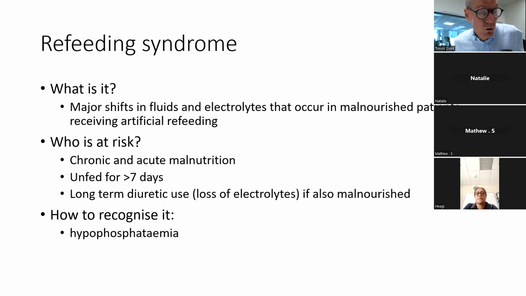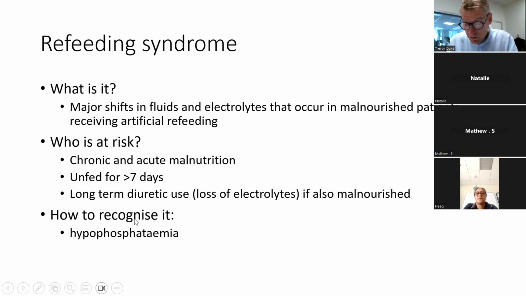There are some children a bit more at risk than others. If a child's been on long-term diuretic use, they're not more at risk of refeeding syndrome, but they're more at risk of extreme loss of electrolytes, because they may already have lost potassium, sodium, and other electrolytes from their diuretic use. So if we see a child who's been on chronic diuretics, who when fed becomes weak or hypokalemic or hypophosphatemic, or their heart failure gets worse, then they might also be affected by refeeding syndrome. How do we recognize it?